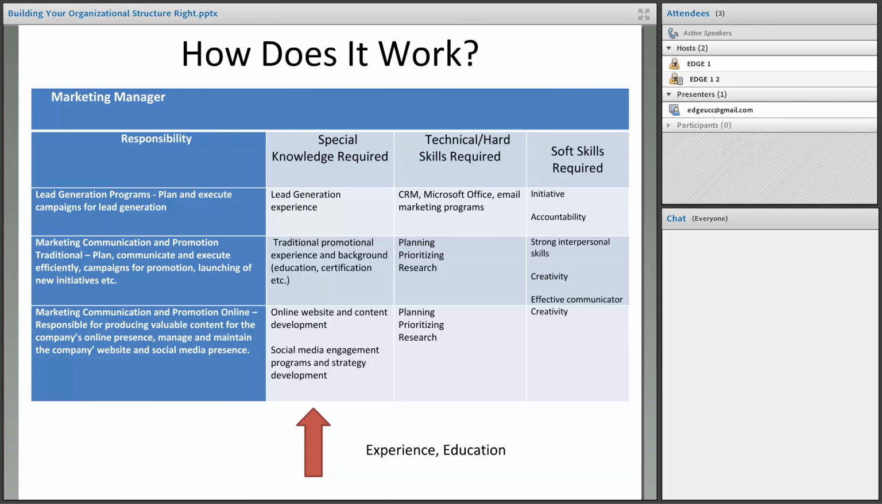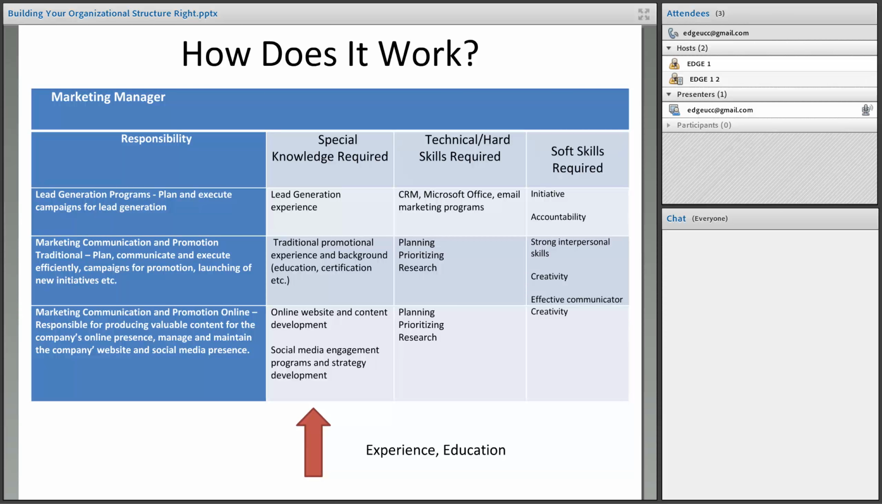Okay, so how does it work? Well, we're going to go back to this job description that we have created, and we're going to look at the responsibility areas that we have already defined. So we have our lead gen, we have our marketing communication and promotion traditional, and we also have our marketing communication and promotion online. So what we want to do now is to identify three columns: one that's related to special knowledge required, one that's related to technical and hard skills required, and one that's related to soft skills required. And that's what I've done in this example.